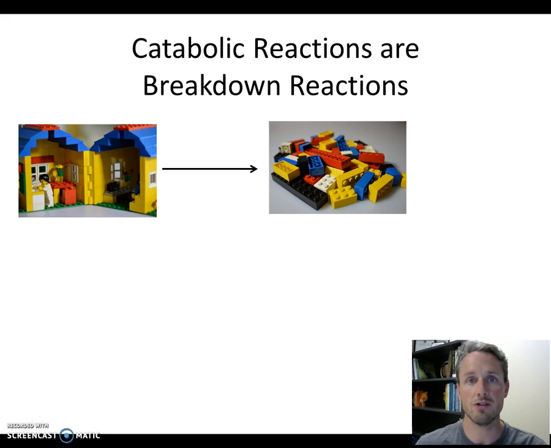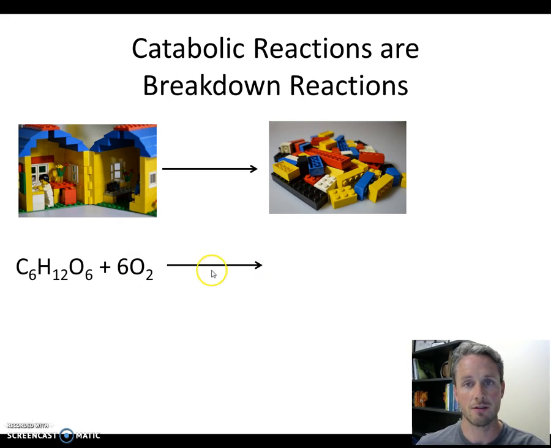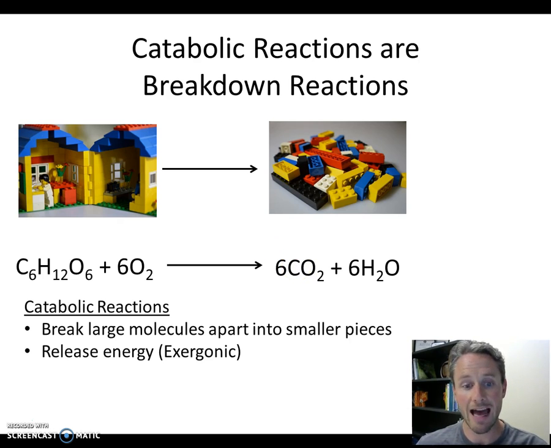Again, this happens in biology, and we'll be talking a lot about catabolic reactions. One of those catabolic reactions is cellular respiration. Cellular respiration takes this first molecule, glucose, and combines it with oxygen that we breathe in. We do a chemical reaction, and we get out 6 carbon dioxides and 6 waters. We break apart the glucose into smaller molecules, carbon dioxide. So the thing to remember about catabolic reactions is that they break larger things down into smaller pieces.